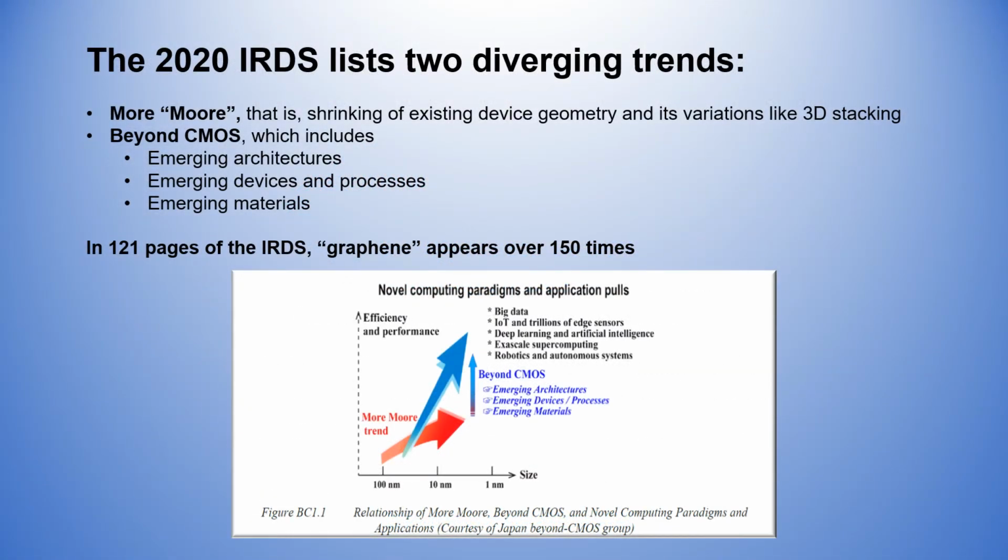The 2020 IRDS report lists these different trends. First of all, Moore's law is reaching its limits. They talk about More Moore, that is, shrinking existing geometry devices even more, using variations like 3D stacking. Beyond CMOS, which includes all kinds of novel ideas, emerging architectures, emerging devices and processes, and emerging new materials. Within the 121 odd pages of this monograph, the word graphene appears over 150 times. So you see, it's of great interest in the research literature for electronics.